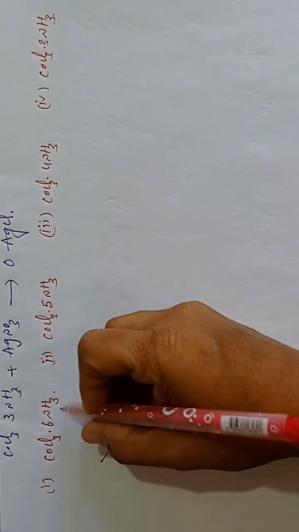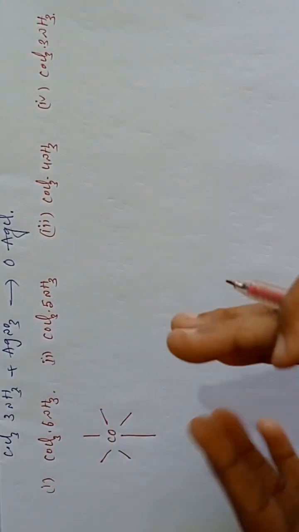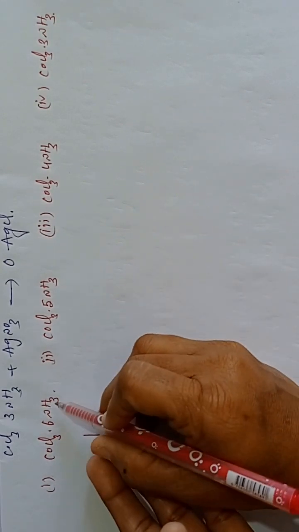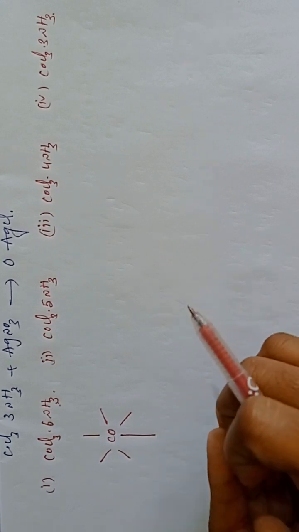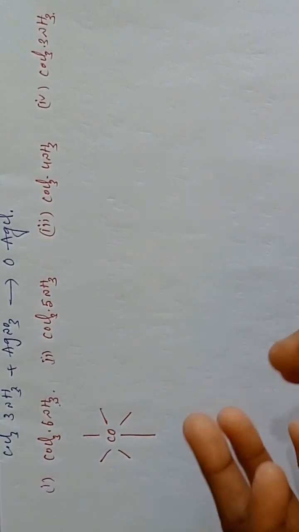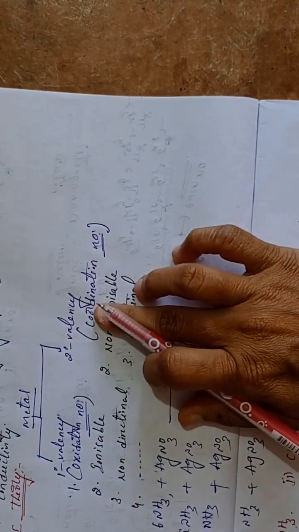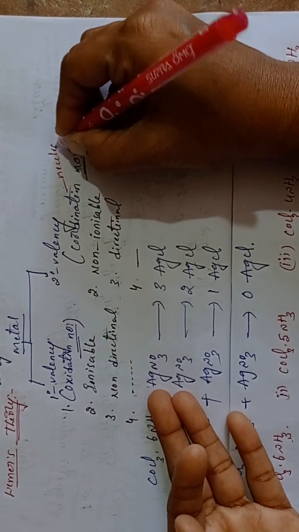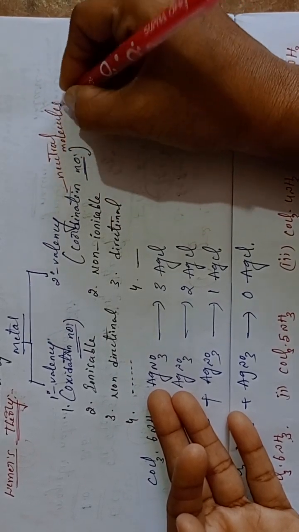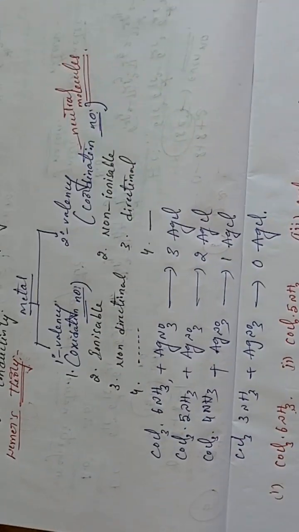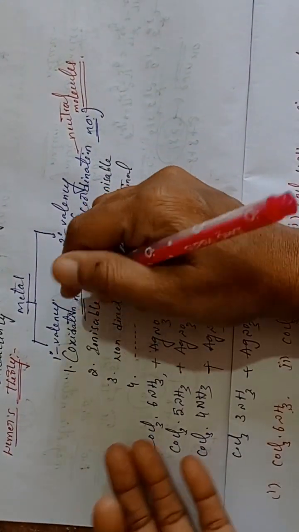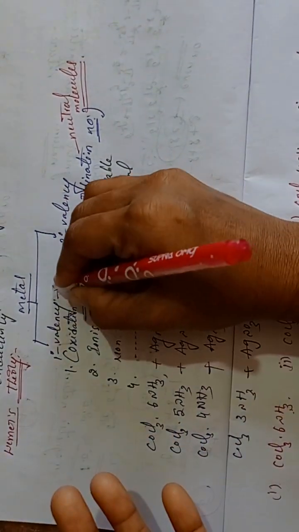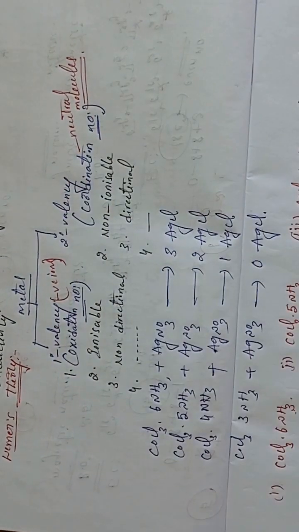Here, ammonia is a neutral ligand. Neutral molecules come under secondary valency, and secondary valency indicates the coordination number. So maximum, students, neutral molecules come under secondary valency. Clear? Neutral molecules. Primary valency is nothing but negative ions. Clear? Negative ions, primary valency.